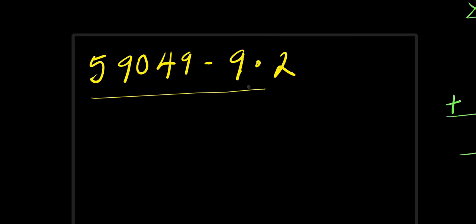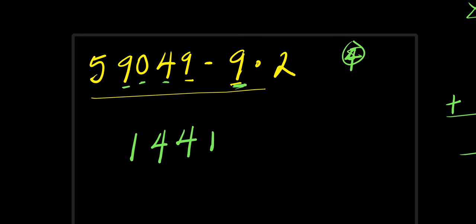59049 times 9. 9 times 9, 81. You have 1 carry over 8. 9 times 4, 36, plus 8, 44. 4 carry over 4. 9 times 0, 0, 0 plus 4, 4. 9 times 9 again, 81. 1 carry over 8. 9 times 5, 45 plus 8, 53. We have times 2 because there's 2 remaining here.